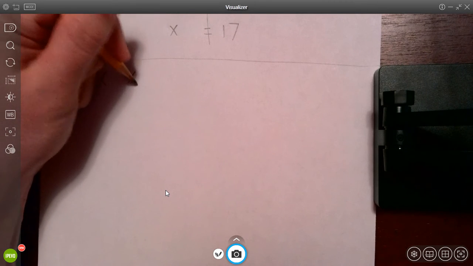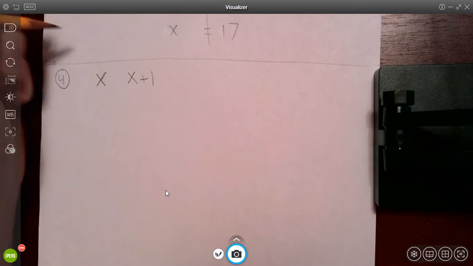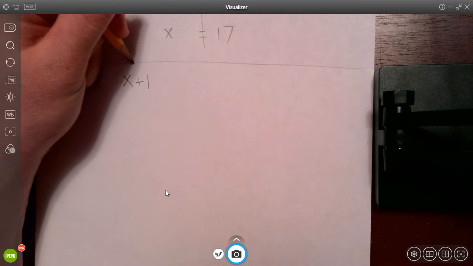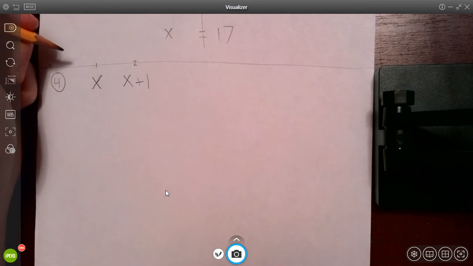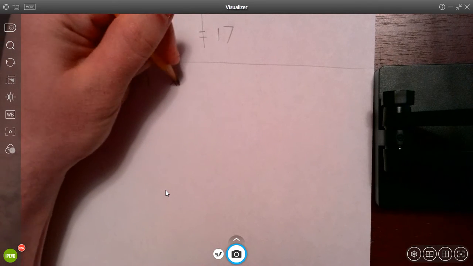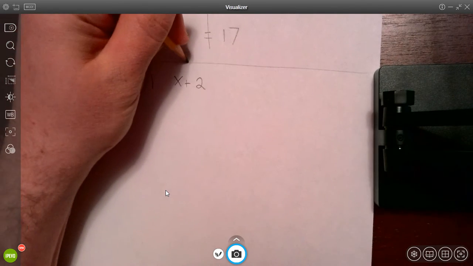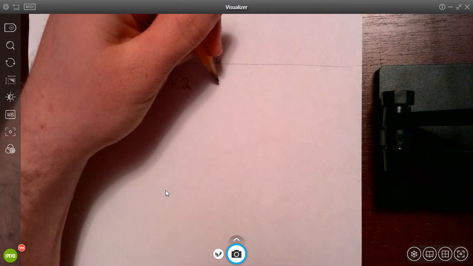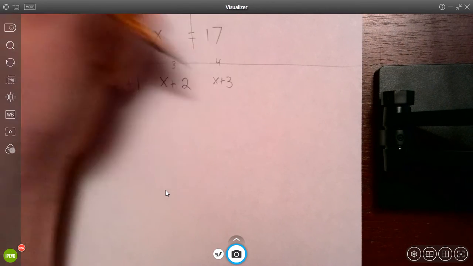Yeah, it would be x plus 1. So that's our first number, our second number. Hopefully you guys are starting to see a little bit of a pattern. Our next number is going to be x plus 2. And our final number, you guessed it, is x plus 3.